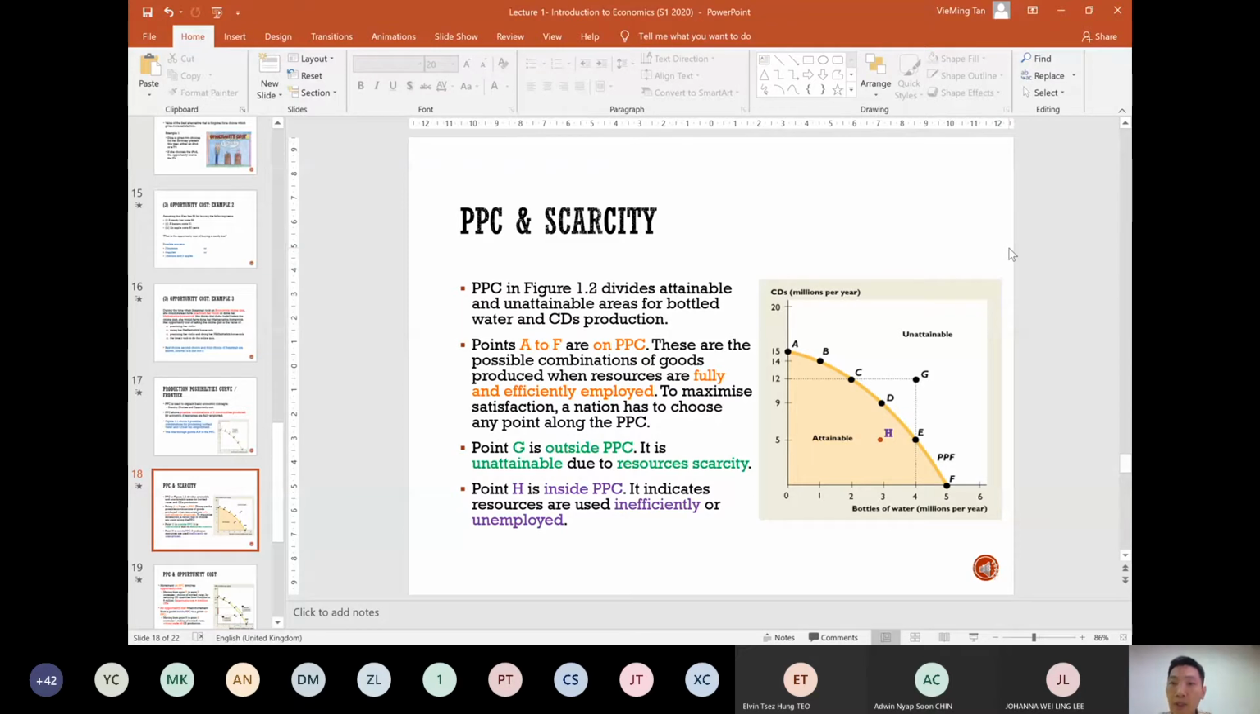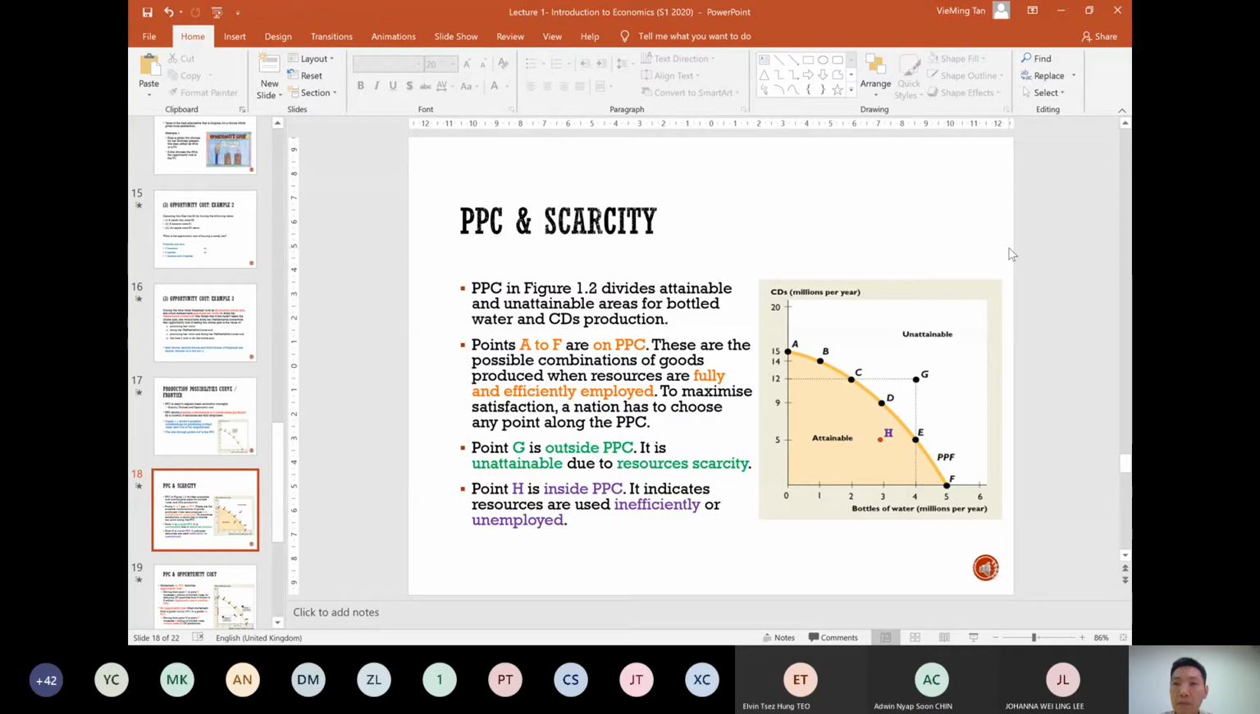So if the country would like to maximize the resources used to produce a combination of CD and bottled water, which point should the country choose? Which production point should the country choose to produce then? What do you think? Which point can help the country to maximize the utility of resources? Which point, if you base it on the graph, based on the PPC or the PPF, should the country choose to produce? Any idea?